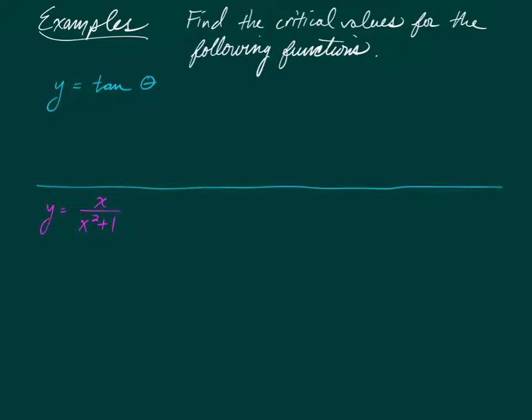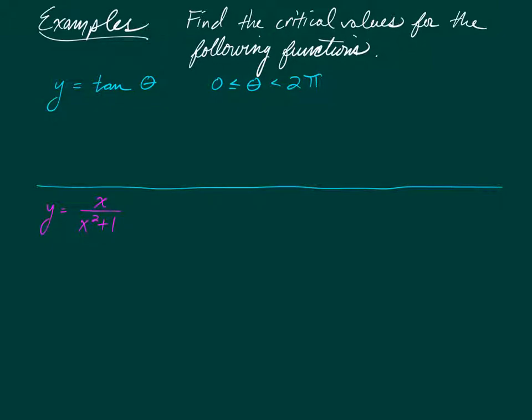More examples. Find the critical values for the following functions. One thing that I forgot to write here would be that we want theta to be between 0 and not including 2 pi. And anytime you're given a trig function like this, the period, or the interval, on which you're looking will be given to you. So the first thing we need to do is find the derivative.